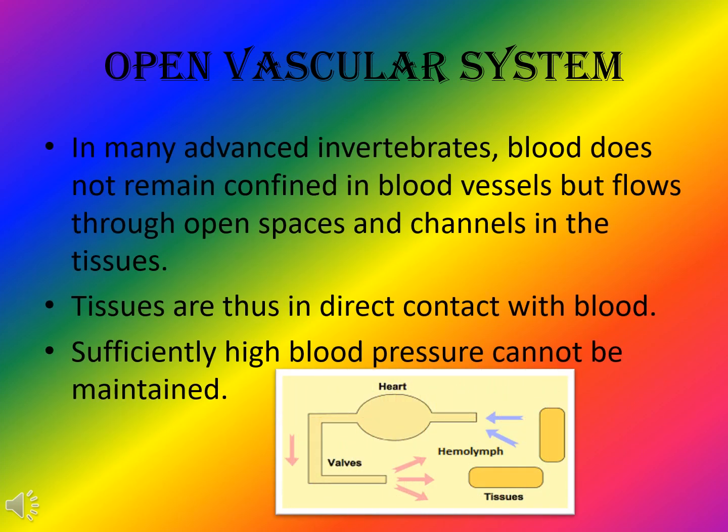Let's know about the first type of vascular system, that's open vascular system. In many advanced invertebrates, meaning organisms without a backbone, blood does not remain confined in blood vessels but flows through open spaces and channels in the tissues. Therefore, the tissues are in direct contact with blood. Sufficiently high blood pressure cannot be maintained. Actually, an interesting fact here is that the oxygen carrying pigment is usually dissolved in the plasma of the blood. It's pretty obvious because it comes in contact. That's why it's known as open vascular system.